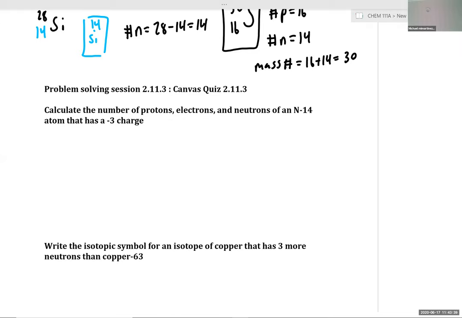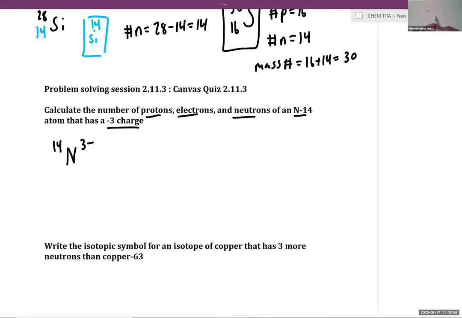Okay, so let's discuss this example. First and foremost, we need to calculate the number of protons, electrons, and neutrons for a nitrogen 14 atom that has a -3 charge. So our mass number is 14, our charge is 3-, and from the periodic table, what is the atomic number for nitrogen? Seven, yep, exactly right.